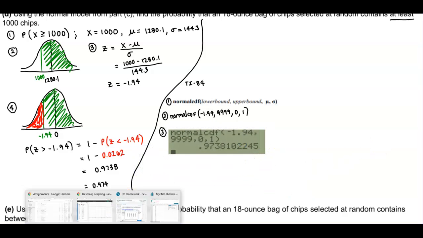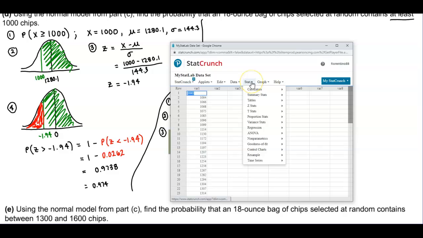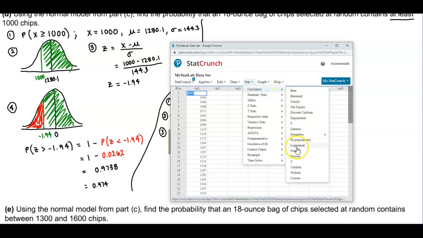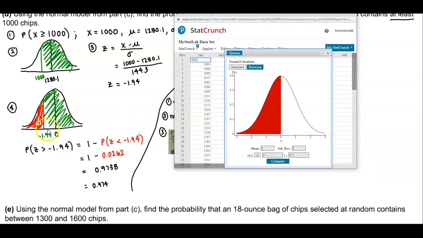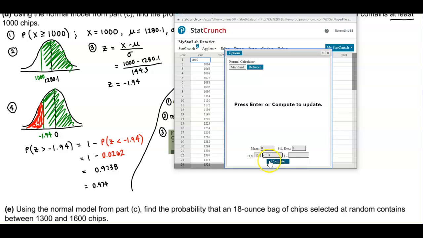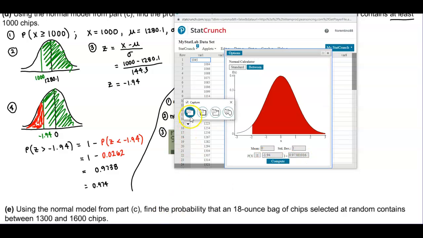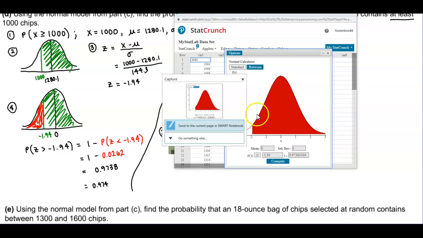Alright, so now let's take a look at Statcrunch. If we want to use Statcrunch, we're going to go to Stat, we're going to go to Calculators, and then go to Normal. In this scenario, we want to find where it is greater than negative 1.94. So we're going to use the mean as 0. We know our standard deviation is 1. We're going to select the inequality that says greater than. And then we're going to put in negative 1.94, and that should give us the same area that we got in our calculator. So if we wanted to use Statcrunch, that's another way of being able to get that result.